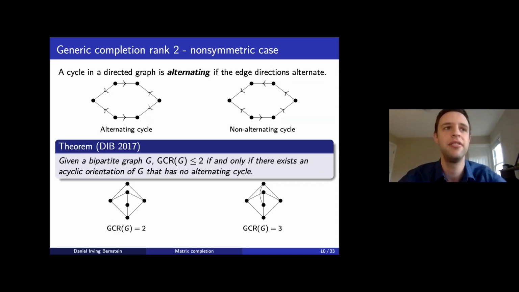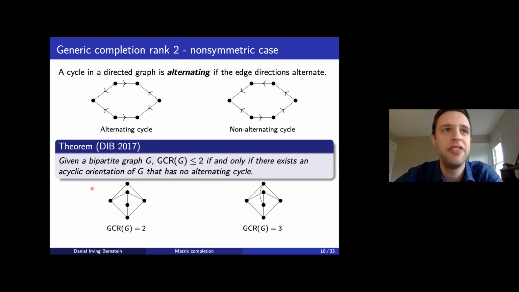So here's my characterization of when a bipartite graph has generic completion rank at most 2. Just real quick, I need a definition. In a directed graph, an alternating cycle is a cycle where when you walk around it, you alternate whether you're going with or against the edge directions. In this example, if I start here and walk around clockwise, I will be going with the orientation and then against it, and then with it and then against it, and so on. That's what I mean by an alternating cycle.